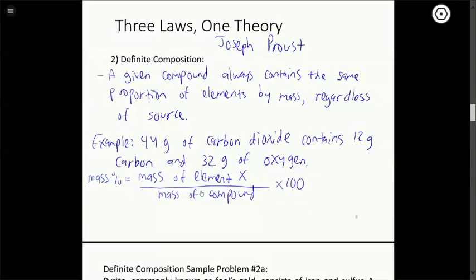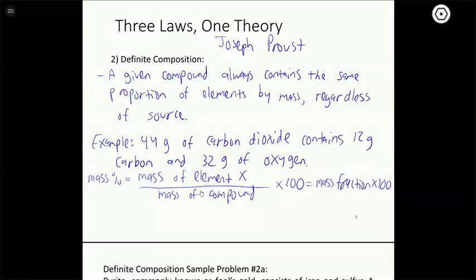That ratio, the mass of an element divided by the total mass of the compound, is referred to as the mass fraction. And if you want to convert that mass fraction to a percent, you have to multiply it by 100. So mass fractions will always be between 0 and 1. Mass percents will always be between 0 and 100.